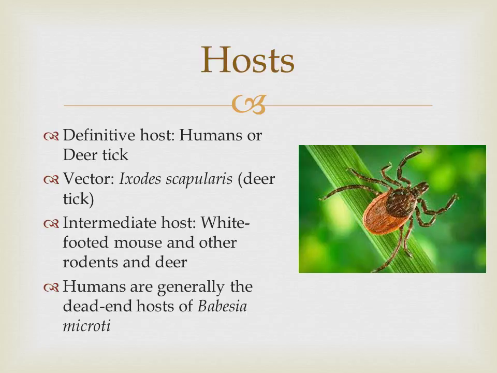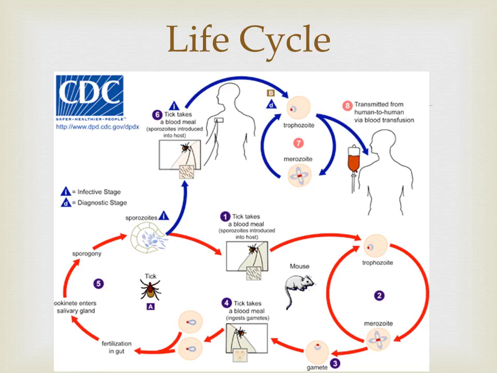The definitive hosts can be either humans or deer ticks. The vector to humans, though, is the deer tick, and the intermediate hosts can range from white-footed mice and other rodents to deer. Humans are generally the dead-end hosts of Babesia. The life cycle of Babesia microti is illustrated in the diagram seen.